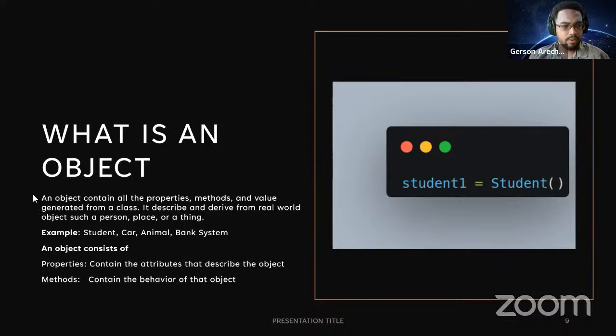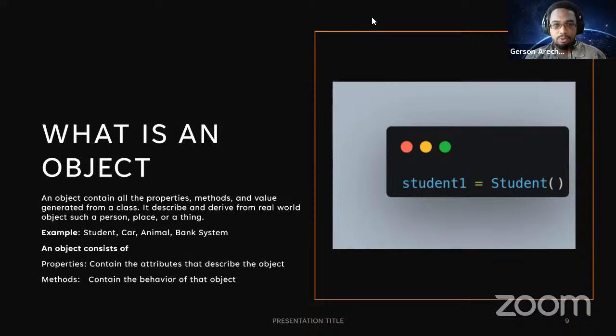So for a quick summary, an object is basically describing a real world entity. A property has all the attributes that describe the object. And methods are basically describing the behavior of the object, all right?